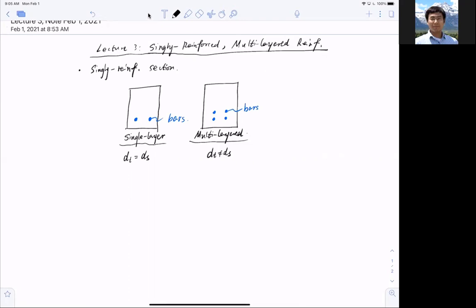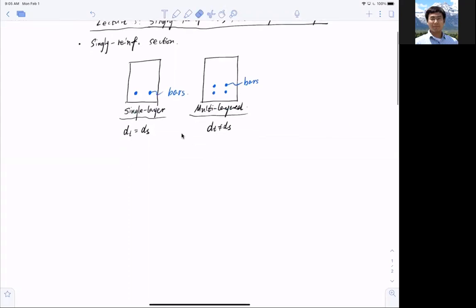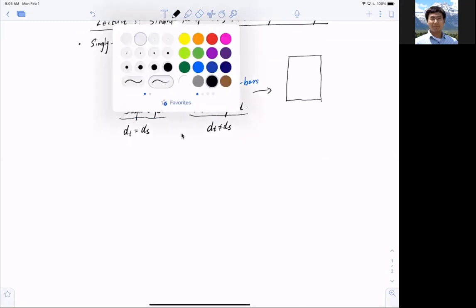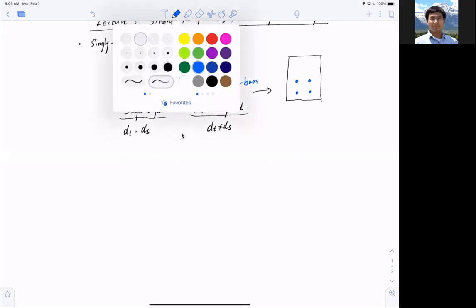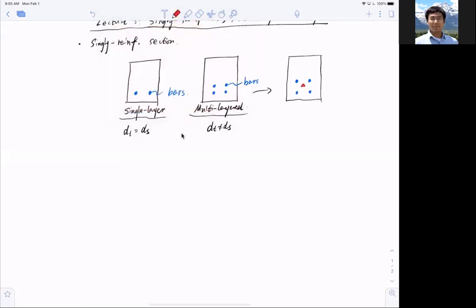Still got some background noise, but anyway. So for multi-layer reinforcement, I just want to emphasize that we need to be able to find a group of bars, the center of the group of bars. So to do that, we now know that this is roughly where the center's at, okay?